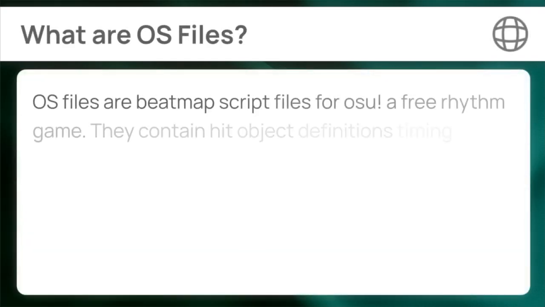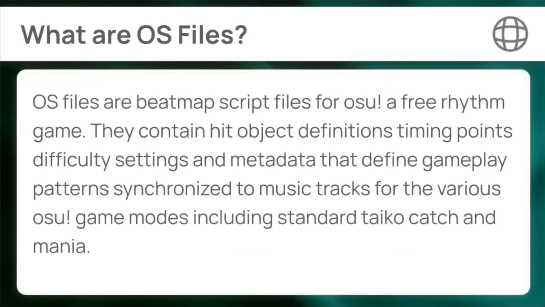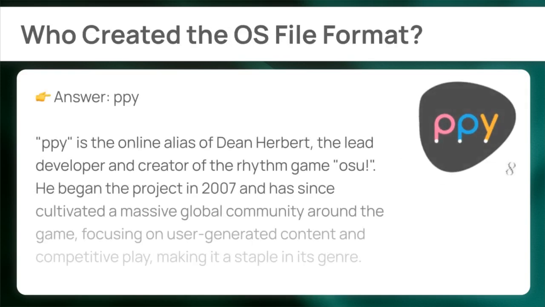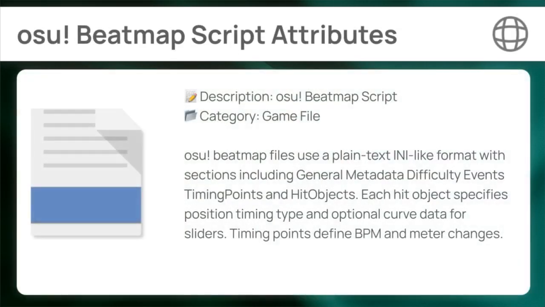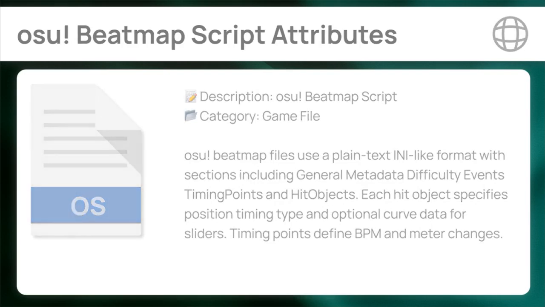.osu files are Beatmap script files for osu!, a free rhythm game. They contain hit object definitions, timing points, difficulty settings, and metadata that define gameplay patterns, synchronized to music tracks for the various osu! game modes, including standard, taiko, catch, and mania. .osu Beatmap files use a plaintext INI-like format, with sections including general, metadata, difficulty, events, timing points, and hit objects. Each hit object specifies position, timing, type, and optional curve data for sliders. Timing points define BPM and meter changes.